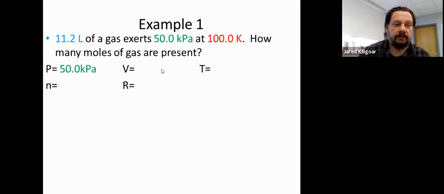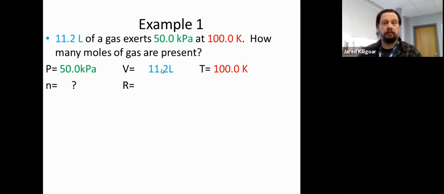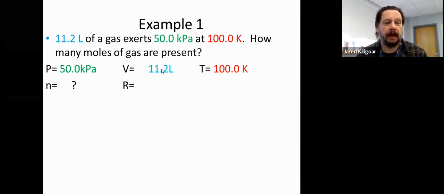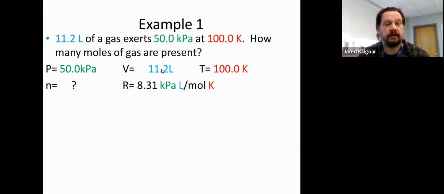I'm going to put all these values in here under the variable that we've defined them as, and I want to know how many moles. This is the part where you have to look at the different values for R. I need to find one with kPa, liters, Kelvin, and moles. So that value is 8.31, and I have color coded it so you guys can see that.